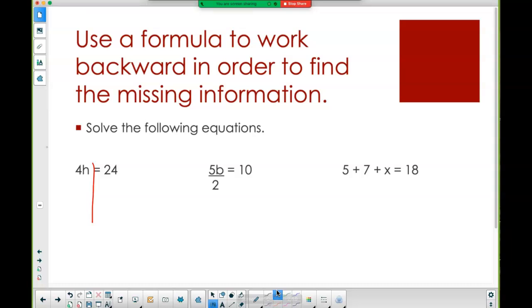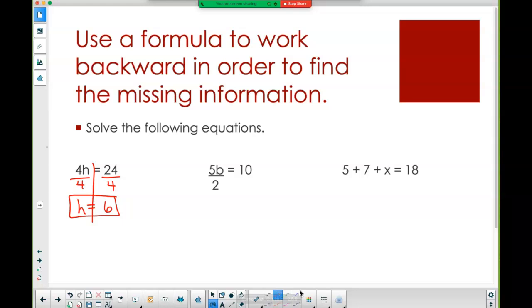Now, our goal is to get the variable by itself. So I need to be able to get rid of the 4. How do I get rid of the 4? Division, right? When the 4 and the h are next to each other, that means multiply. So we're going to divide each side by 4. So we get h equals 6. And yes, I know, some of you knew that in your head already. 4 times what gives you 24? But when our numbers aren't so nice, that's not always so easy to do in our head. So you have to know the process.